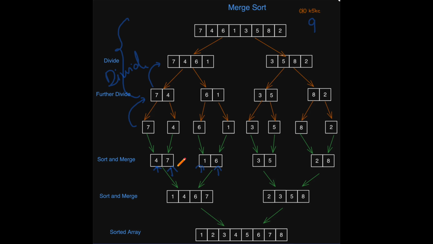And now we can see that between 6 and 7, it is 6. So we store the value 6 here. And now we are out of bounds on this one, and there is only 7 remaining. So we insert 7 into this temporary array. Similarly, we will do it for the right side as well.